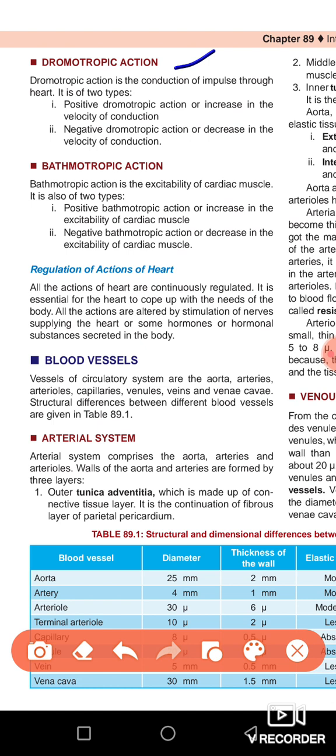So if the action is positive, it is going to increase your velocity of conduction of these impulses. If it is negative action, it means it is going to decrease your velocity of conduction.